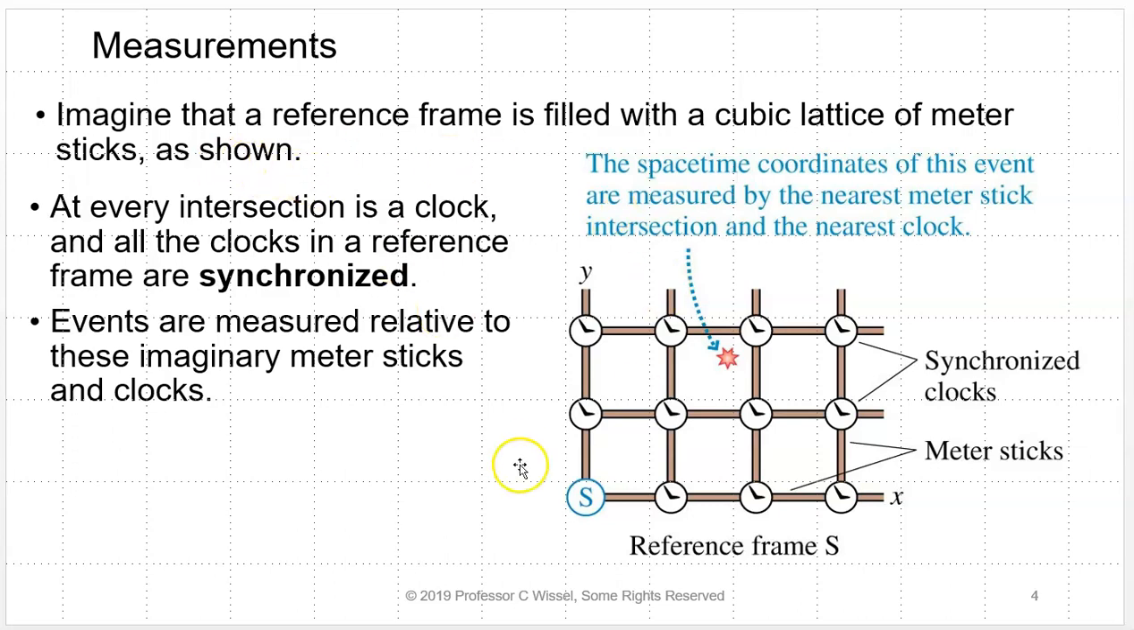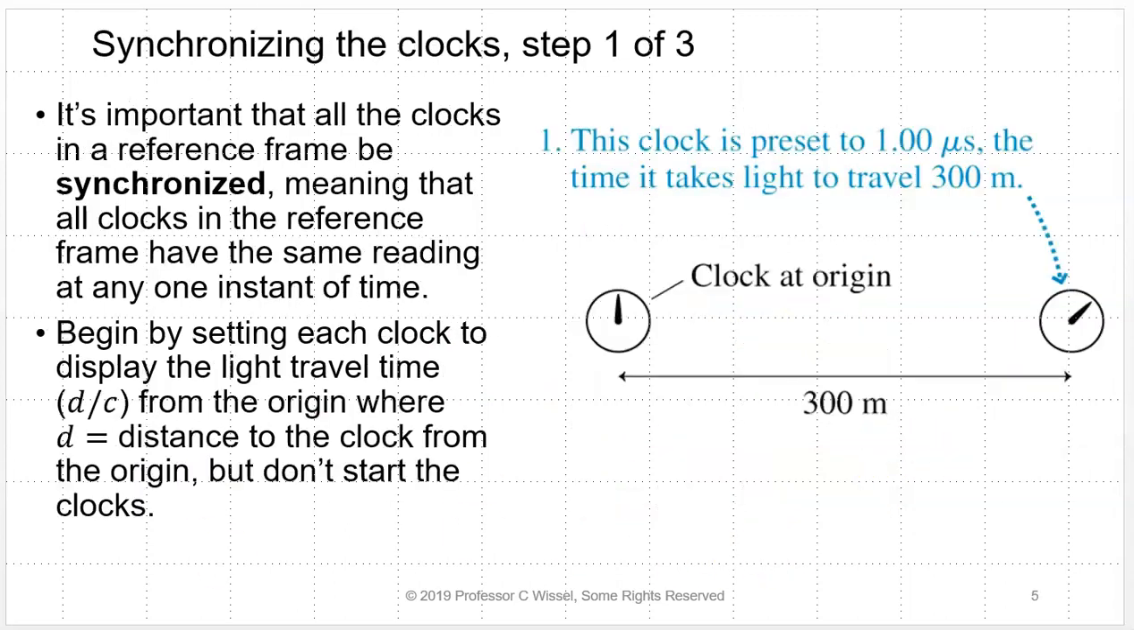So we're going to imagine that a reference frame is filled with a cubic lattice of meter sticks as shown. At every intersection is a clock. All the clocks in the reference frame have to be synchronized or else they're useless. Events are measured relative to these imaginary meter sticks and clocks. So if an event occurs, we measure it. The space-time coordinates of the event are given by the intersection of the nearest meter sticks and the nearest clock. And all the clocks are synchronized. And this is reference frame S.